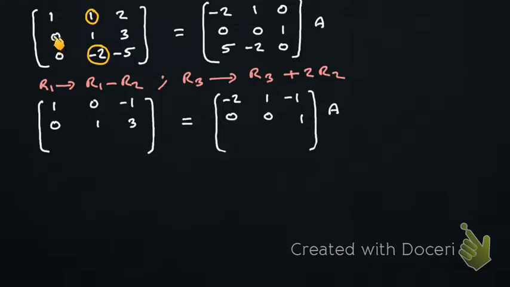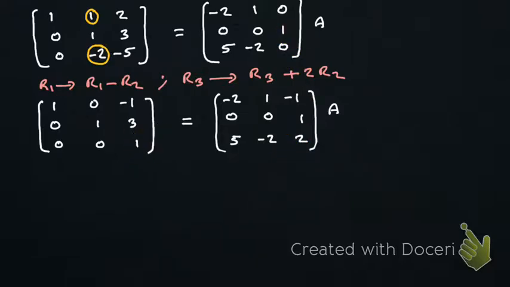0 plus twice of 0 will be 0. Minus 2 plus 2 times 1. Minus 2 plus 2 is 0. Minus 5 plus 2 times 3 is 6. Minus 5 plus 6 is 1 there. 5 plus 2 times 0 is 5. Minus 2 plus 2 times 0 is minus 2. 0 plus 2 times 1 is 2.